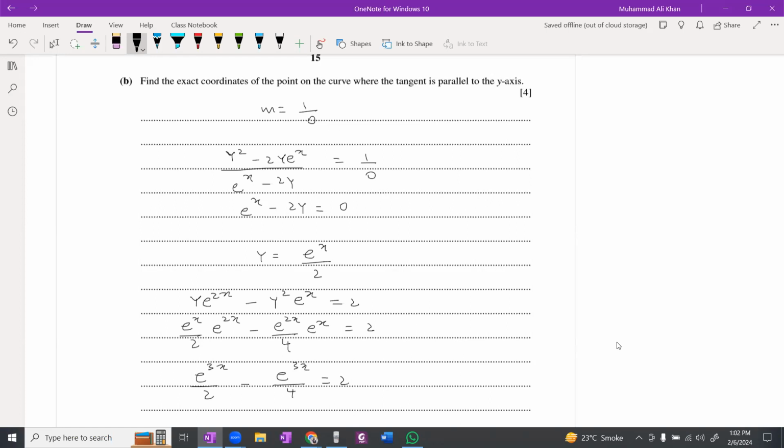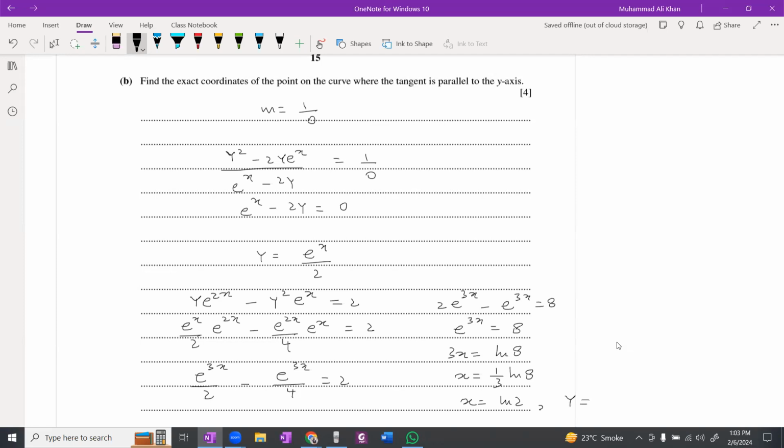Now, by taking LCM with 4, it will be 2 e power 3x minus e power 3x equals 8, and e power 3x equals 8. Taking log on both the sides, 3x equals ln 8, and we can write it like 1 upon 3 ln 8. And according to the property of log, if the 1 upon 3 goes into the power of 8, then what will x be? ln 2.